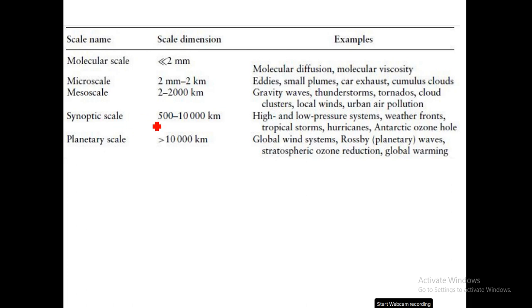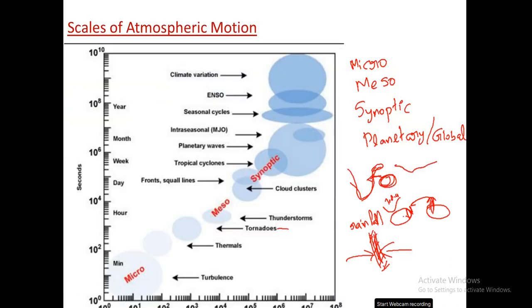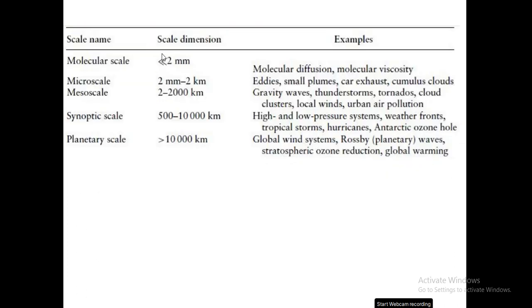Synoptic scale phenomena essentially exist from several weeks to months. So cyclones are an example. Cyclones and all are examples of synoptic scale phenomena. 500 to 10,000 kilometer is the region over which it has an impact. Then we have mesoscale. Mesoscale exists from several hours to several days, maybe. It has an impact of 2 to 2,000 kilometers. That much region it will have an impact.